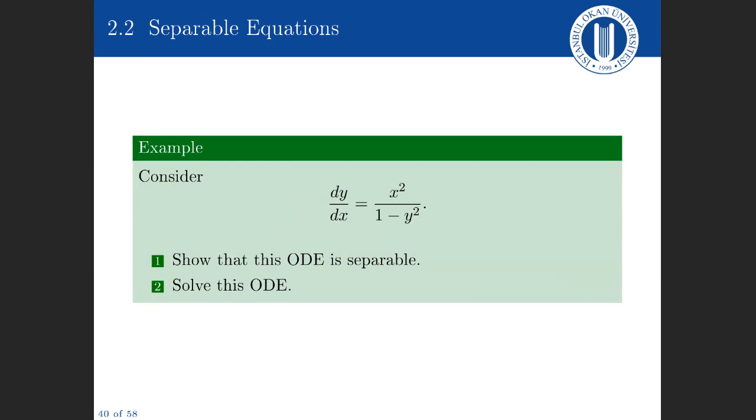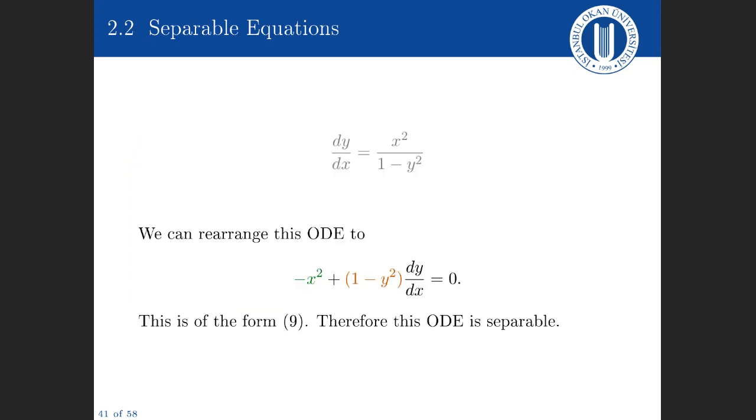For example, consider dy/dx equal to x squared over 1 minus y squared. Part 1, show that this differential equation is separable, and part 2, solve this differential equation. We can rearrange this equation. I'll leave it for you to check. We can rearrange this to the form minus x squared plus (1 minus y squared) dy/dx equal to 0. The green function is a function only of x. The orange function is a function only of y. So we have a separable equation.